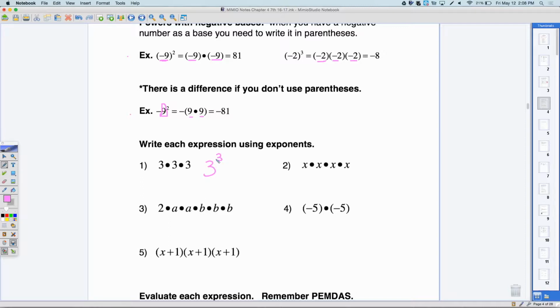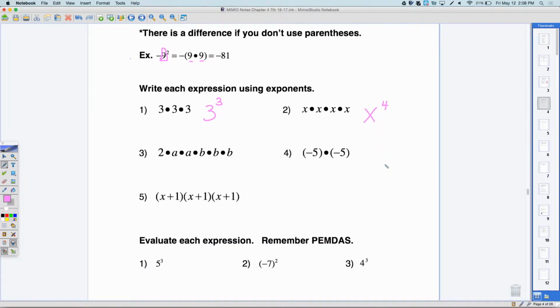Number 2, your x is being repeated 4 times, so it's x to the 4th. In number 3, we have a 2. You don't need to put the a with the multiplication because 2 touching a means to multiply, and you have 2 a's, so it's a to the 2nd power, a squared. Times your b, you don't need the multiplication sign at all, and it's b to the 3rd power because there are 3 b's.